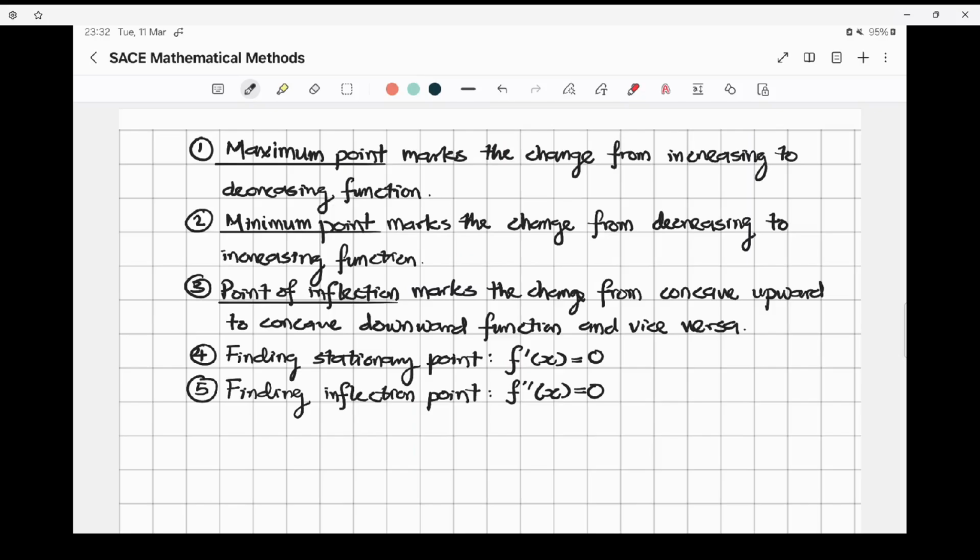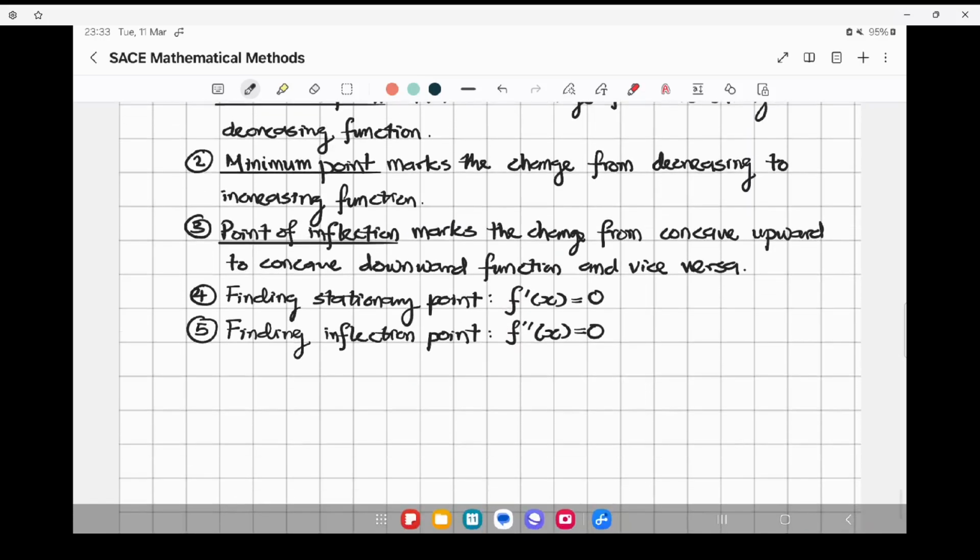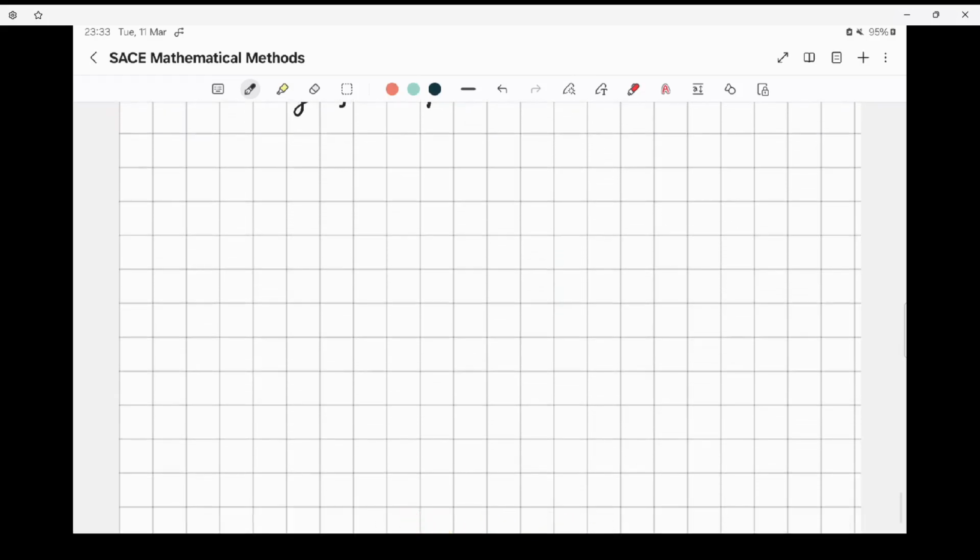So if you want to find a stationary point of inflection, you need to satisfy number 4 and 5. If the point itself is a non-stationary point of inflection, you only need to satisfy number 5, and so on and so forth.